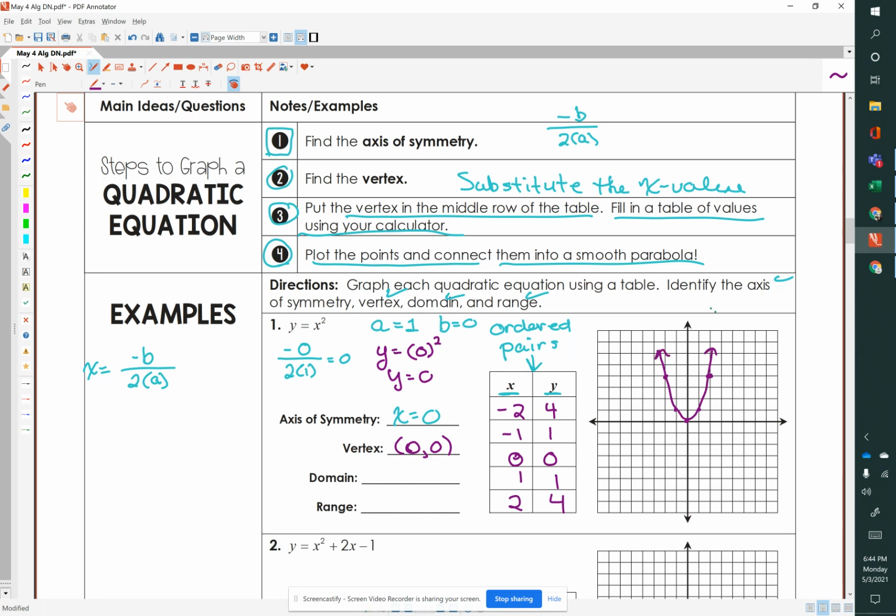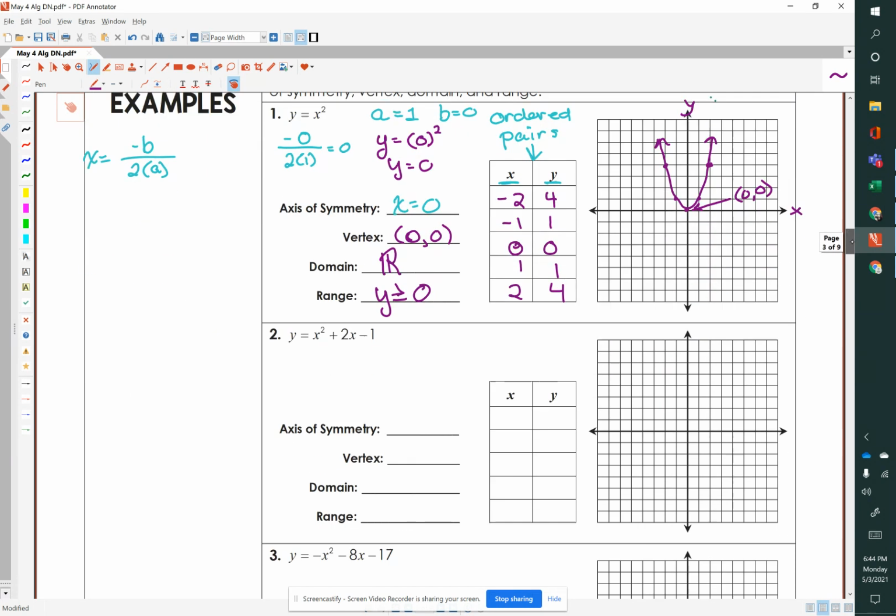So the domain for this, because we assume these arrows go on forever along the x-axis, would be all real numbers. But the range, remember, this is the point (0, 0). That's the minimum. So the range is going to be all those values of y, so that y is greater than or equal to 0.